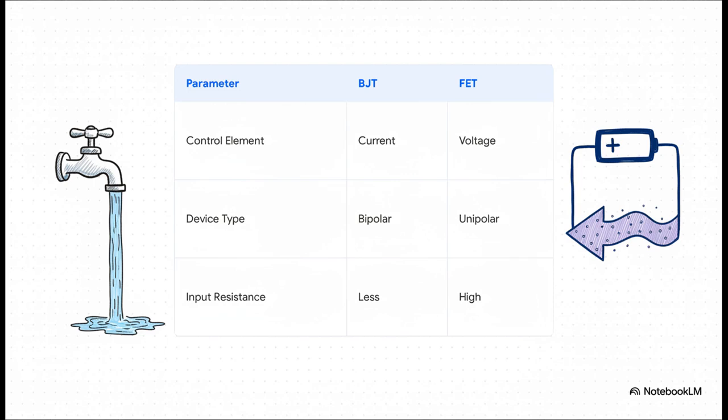A BJT is current controlled. It's like using a small stream of water to control a much bigger river. But an FET, our JFET, is voltage controlled. So instead of using a current to control a current, you're using electric pressure, a voltage, to control the flow. It's a much more efficient, much more elegant way of doing things.